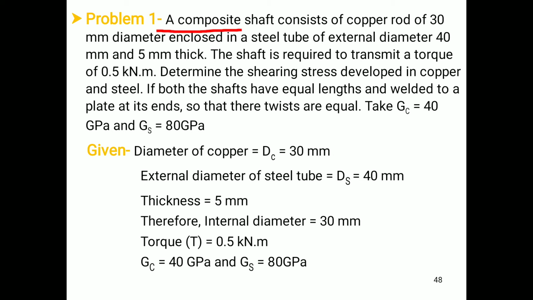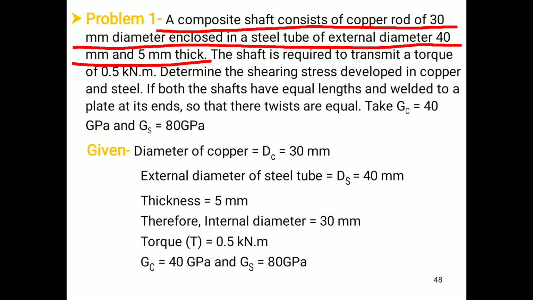A composite shaft consists of a copper rod of 30 mm diameter enclosed in a steel tube of external diameter 40 mm and 5 mm thick. The shaft is required to transmit a torque of 0.5 kN·m. Determine the shearing stresses developed in copper and steel, if both the shafts have equal length and are welded to a plate at the end so that their twists are equal. Take G of copper equal to 40 GPa and G of steel equal to 80 GPa.